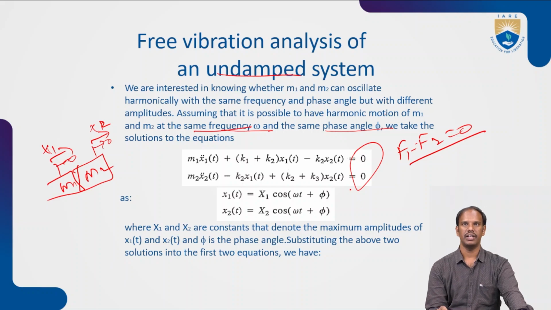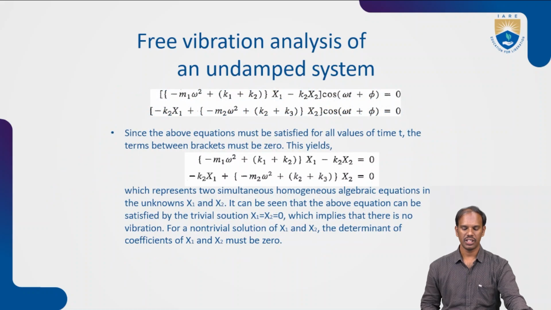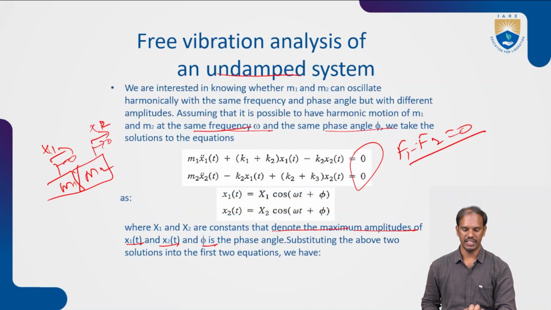Forces equal to 0. Then these equations will come, but the natural frequency as well as the phase angle are taken as the same. Now x1, x2 denote the maximum amplitudes of x1, x2, taken with the same phase angle. Substituting these two equations into the first equation of motion, we get the following, where we have taken the cos values.